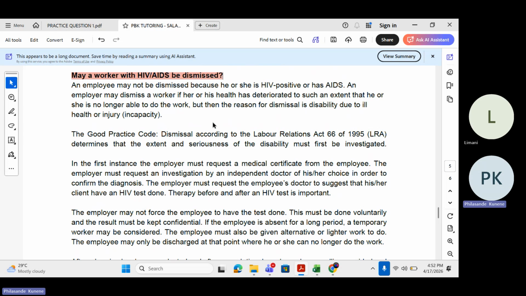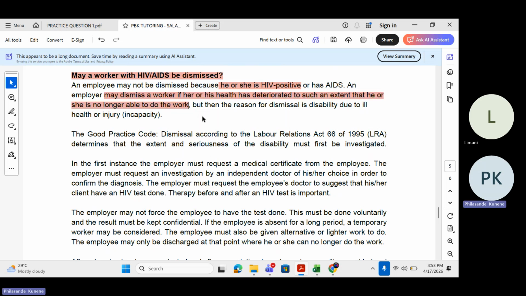But if you are sick, but you are still able to work, then they must try and find some lighter work for you. They cannot just retrench you or dismiss you just because now you are no longer able to do the work that you were doing before when you were still okay with your life. Okay, let's see here. An employee may not be dismissed because he or she is HIV positive or has AIDS. An employer may dismiss a worker if her or his health has deteriorated to such an extent that he or she is no longer able to do the work.